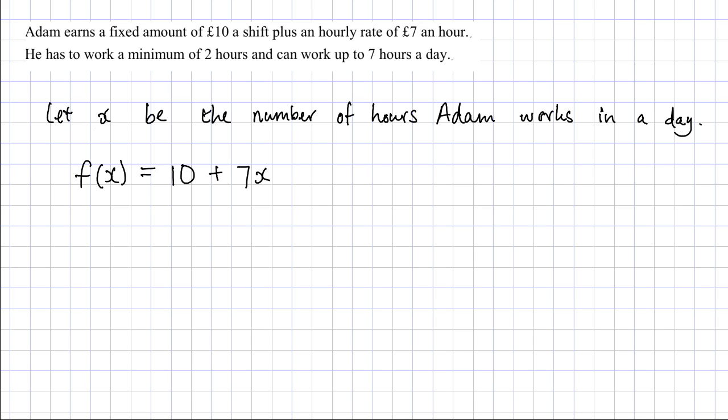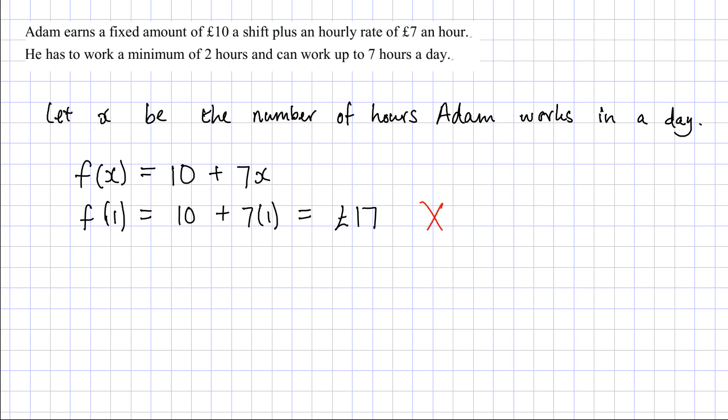Now, we said that Adam has to work a minimum of 2 hours. So I want you to think whether or not this makes any sense. So if Adam worked 1 hour, he will earn £10 plus 7 times 1 hour, which is equal to £17. Now, does this make any sense for the function that we want to represent? Well, actually it doesn't, because the minimum he needs to work is 2 hours. So he's not allowed to work 1 hour. So this doesn't work for us.